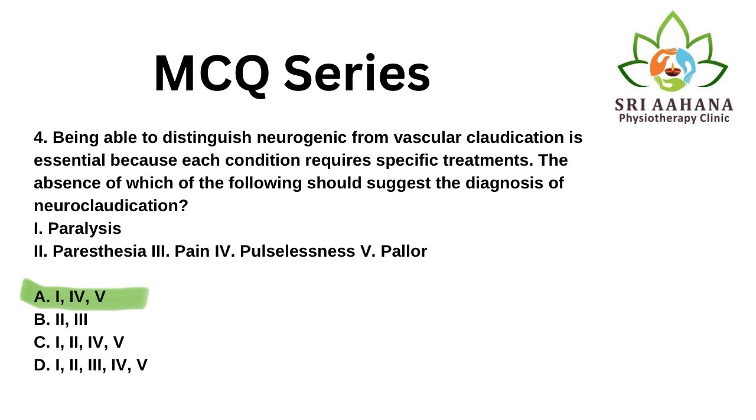The correct answer is A. The absence of paralysis, pulselessness, and pallor suggests the diagnosis of neurogenic claudication. The 5 P's of vascular claudication include paralysis, paresthesia, pain, pulselessness, and pallor.